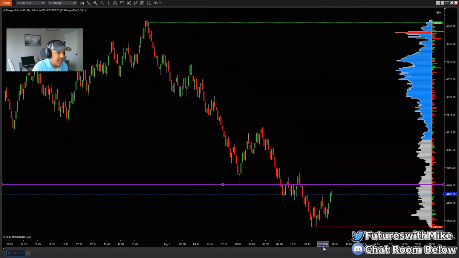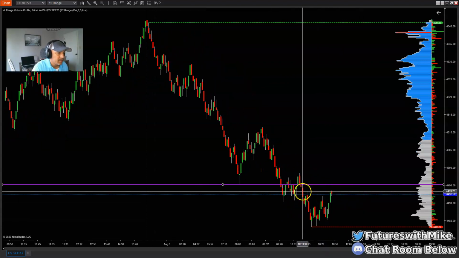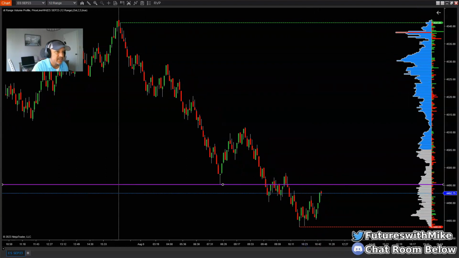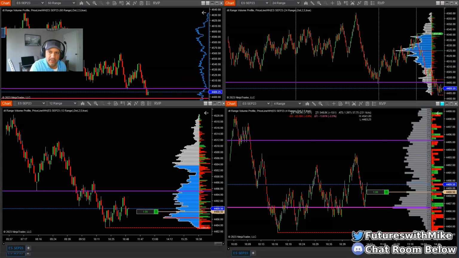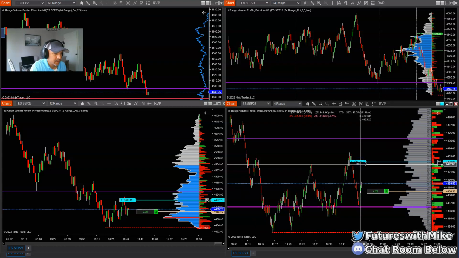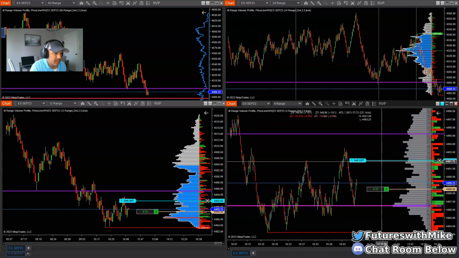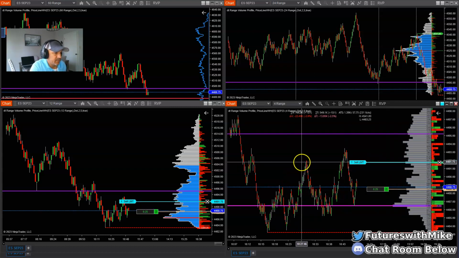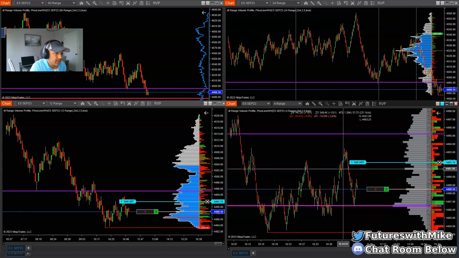I'm looking for maybe a possible short entry up here, so we'll see what happens. Okay, I'm in a long position here. Let's see what takes place here. This was a break of structure here on the 4 range chart. So let's see if we can get a bit of follow through.